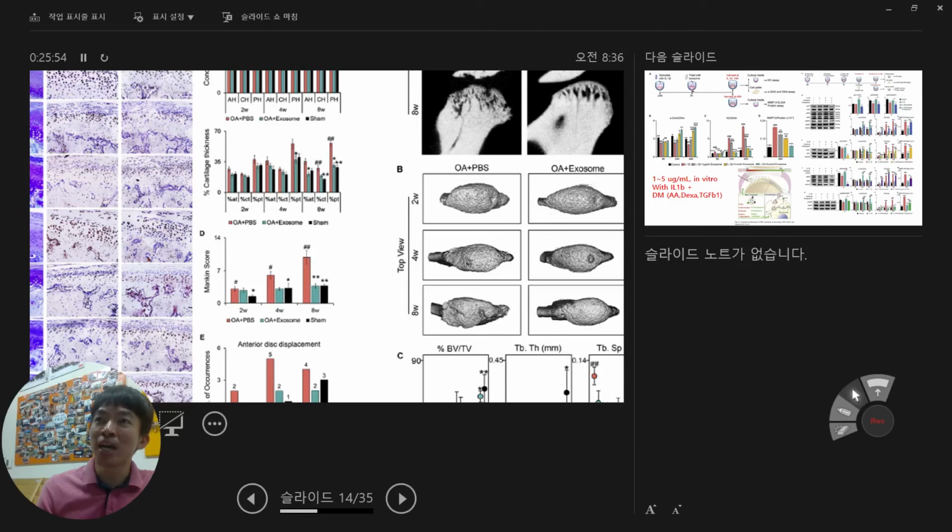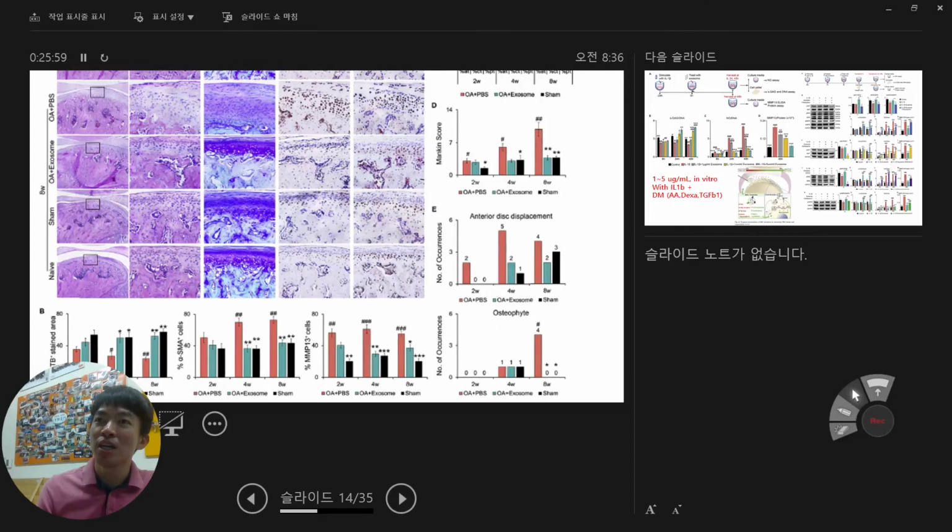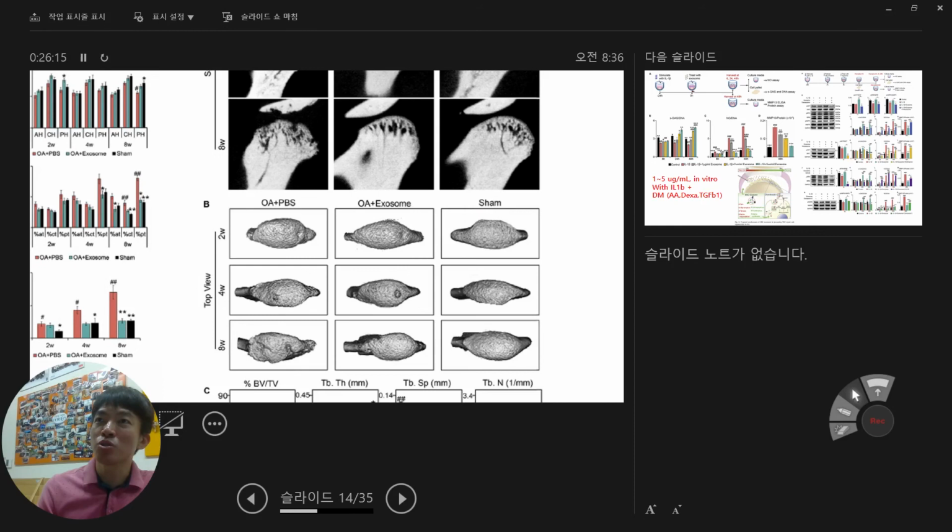As well as this ARPASMET and MMP13, those are also decreased in the exosome groups, but not much in the sham group. From the micro-CT data, they checked OA exosome, and they maintained it, but the PBS group went down a little bit. And that is their quantification.